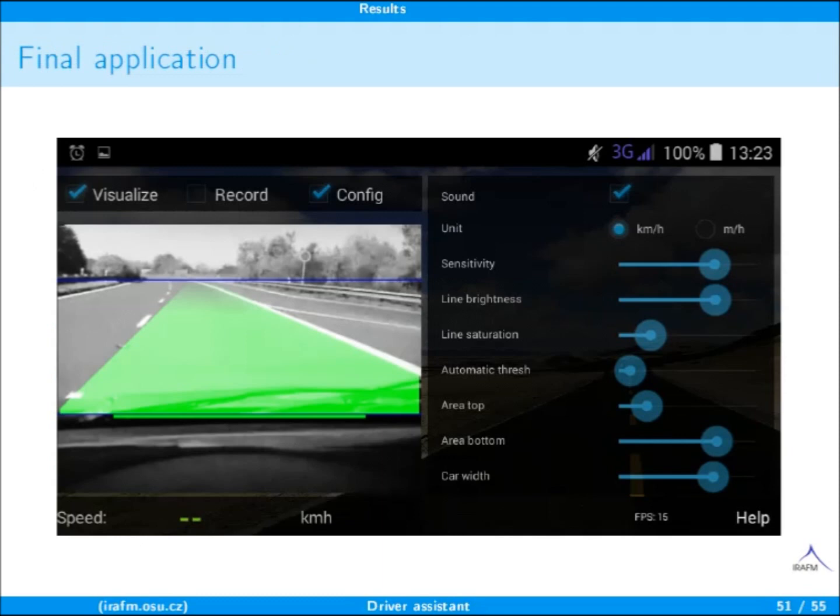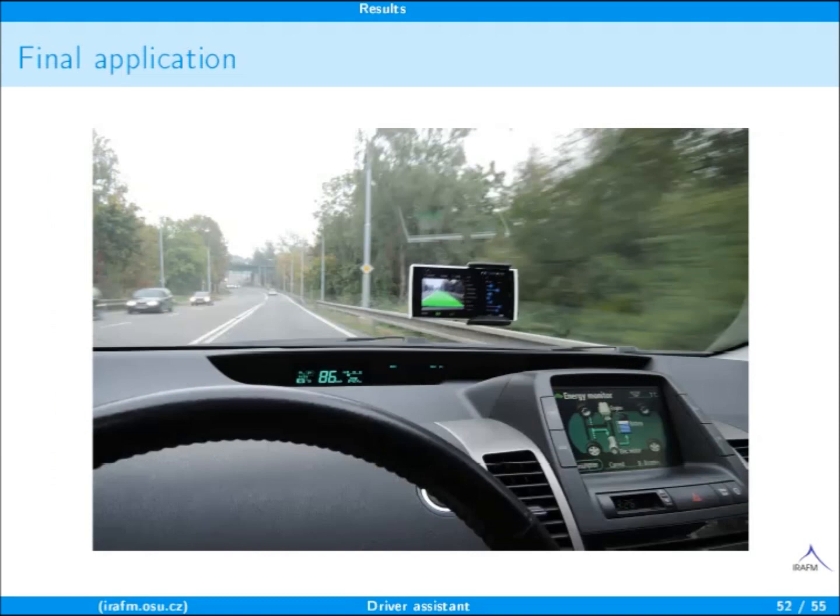Here is a screenshot of the final application running on the mobile phone with the previously mentioned improvements. We can display the configuration window and control threshold parameters. On the video part, we can visualize the road with in-painting tracking. Also, by clicking on that video, we can bring it to full screen mode. And here are several pictures showing the system in real traffic.